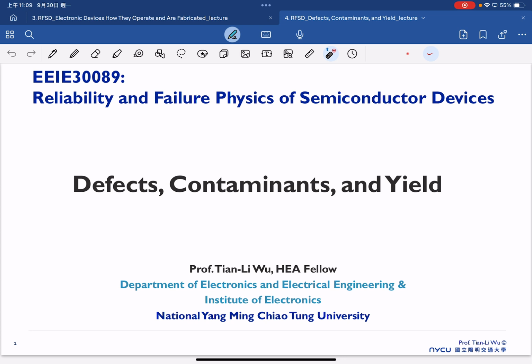Okay, so now we'll move to the new chapter, which is related to defects, contaminations, and yields. We are getting more and more focused on reliability issues. Generally, when we talk about reliability, most of it is related to all kinds of defects or contaminations during the process. And of course, reliability also in the end will influence the yield as well.